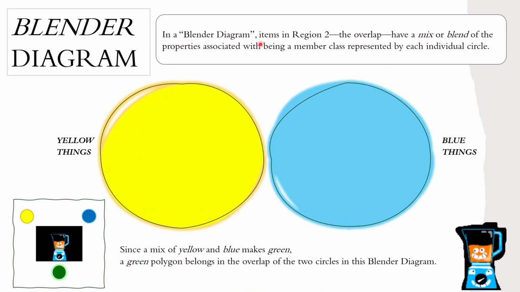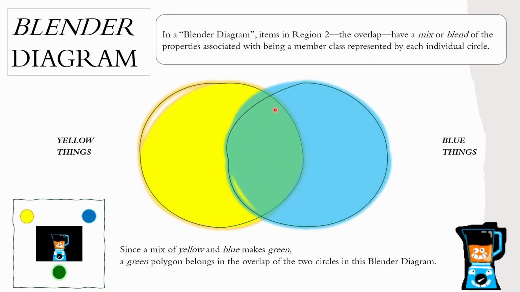In a blender diagram, the items in region 2, in the overlap here, are things that have a mix or a blend of the properties associated with being a member of the class represented by each individual circle. If this is where all the yellow things are, and this is where all the blue things are, the things in the middle, as the color here represents, are the things that are kind of greenish. They have a little bit of the yellow and a little bit of the blue, and together that makes green.